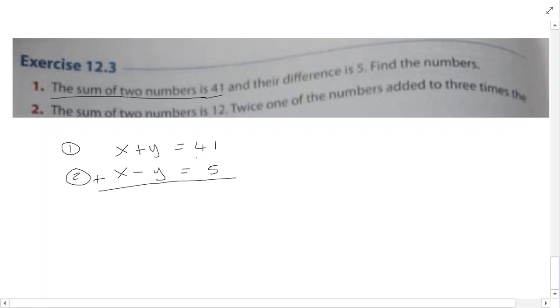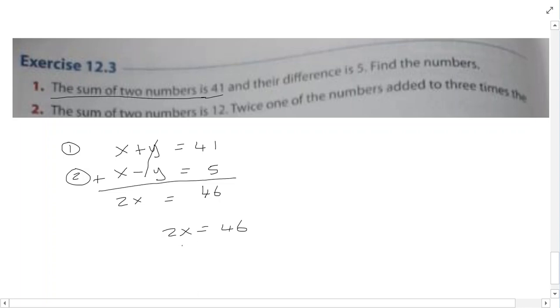When we add them together, we've 41 plus 5, that's equal to 46. Plus 1y minus 1y, they'll cancel out. And then you have 2x, since x plus x is 2x. So 2x is equal to 46. Now we can start to solve for x.